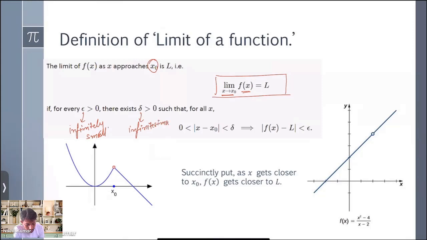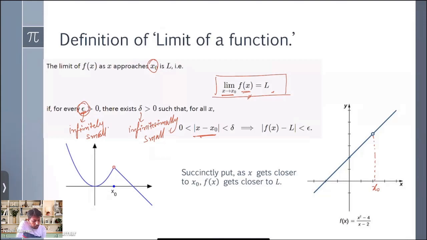Infinitesimally small. That means very, very small. So we say that the limit of a function f of x is equal to L if there exists a very small epsilon, that means a very small positive number, such that the distance between x and x naught, let's say this is our x naught, okay?